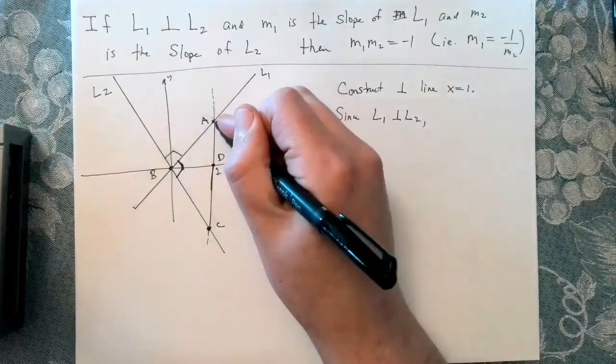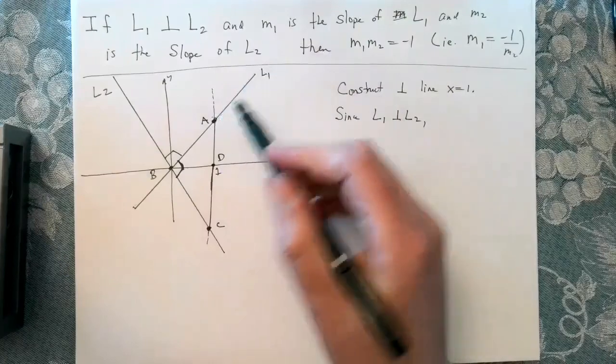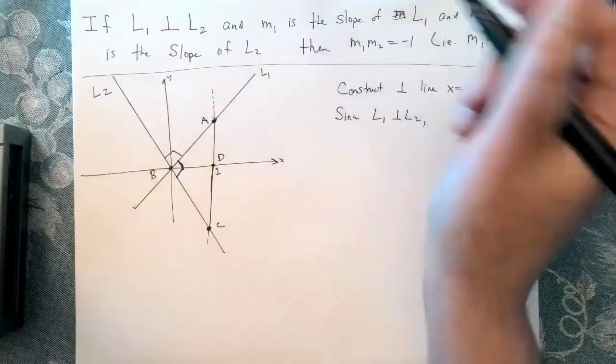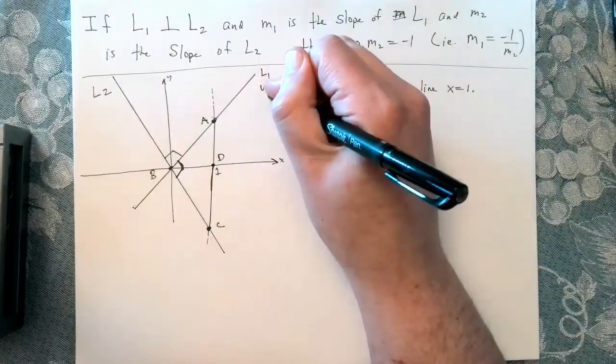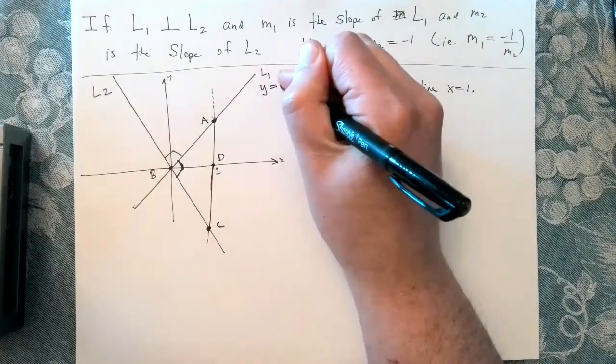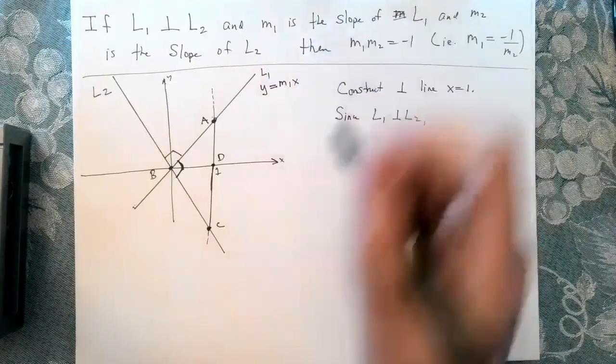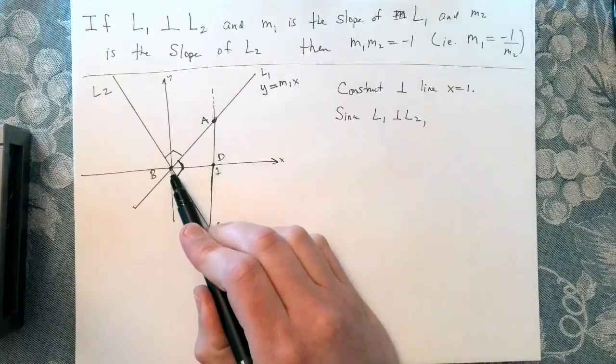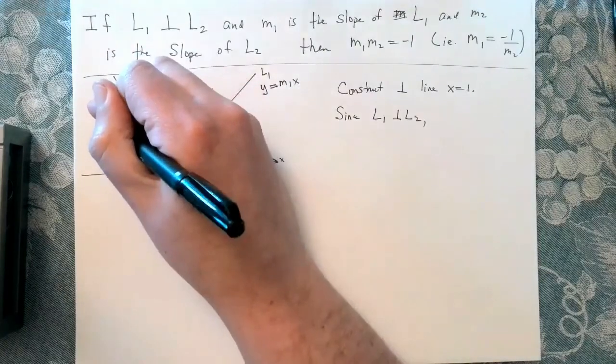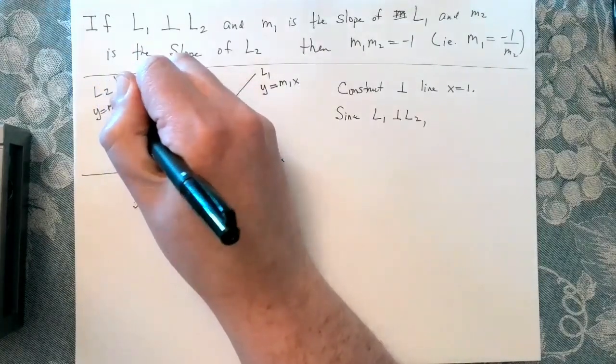And then let's actually label this point A. Now, keep in mind that L1, we want to think about L1 as y equals m1x, right? B is 0 since it goes through the origin. And L2, let's think about that as y equals m2x.